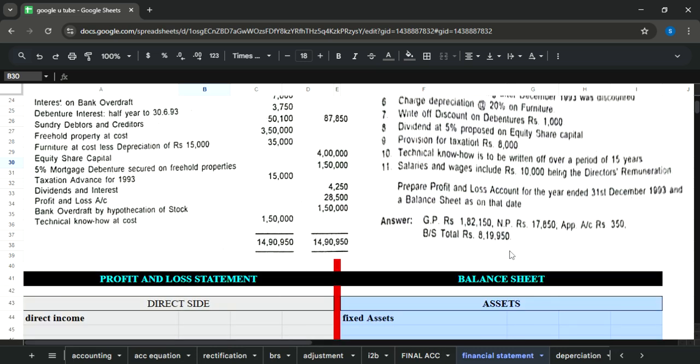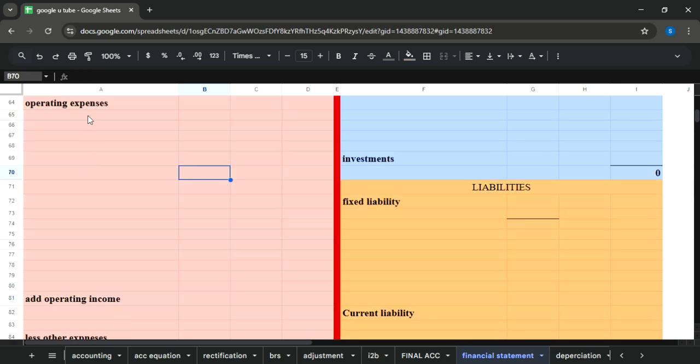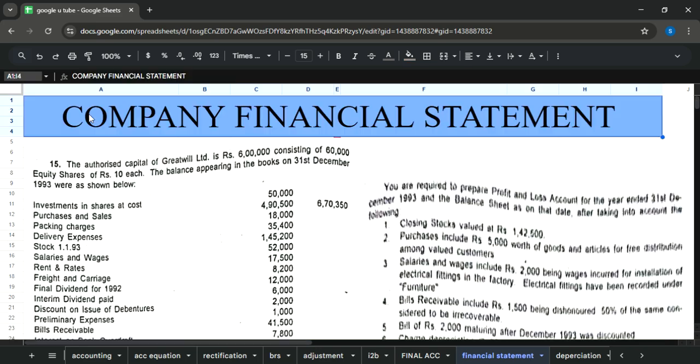Now, what would be the second effect? When we give these commodities as free samples, obviously it would be considered your expense. So the free sample of 5,000 would also be mentioned on the operating expense side. Two adjustments are completed.